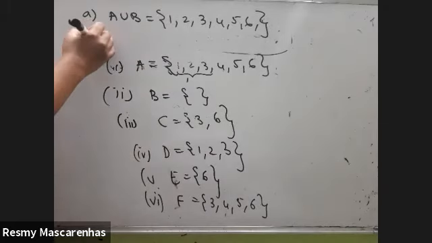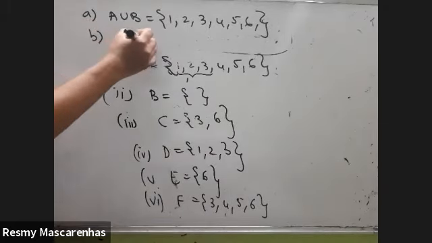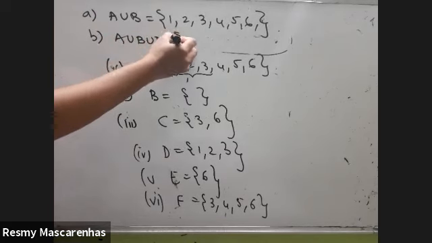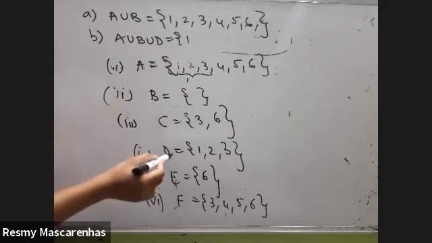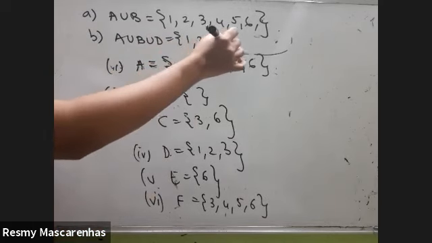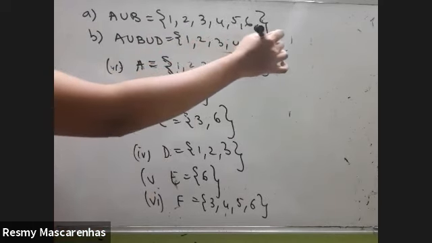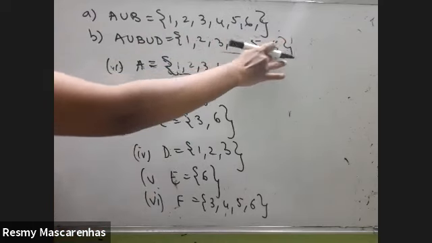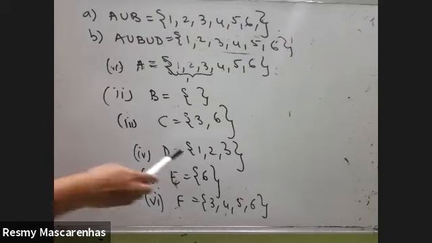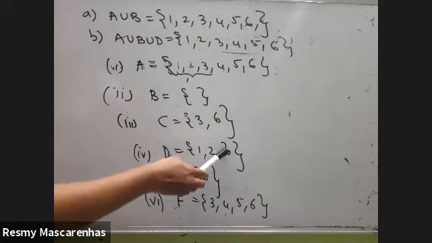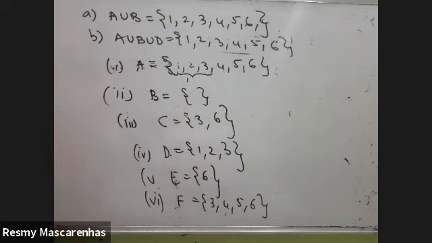Then the B part, A union B union D. So add all of this. Because D has the same repeating elements, there is no need to write them again.